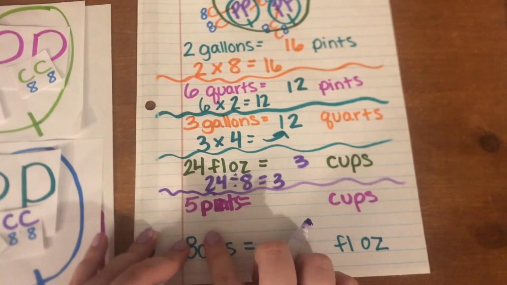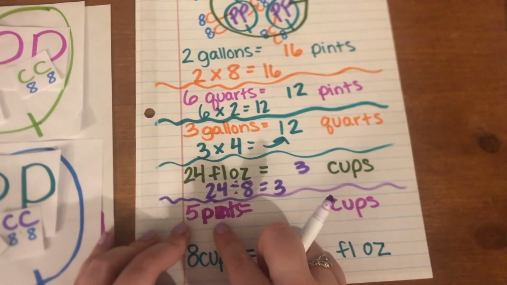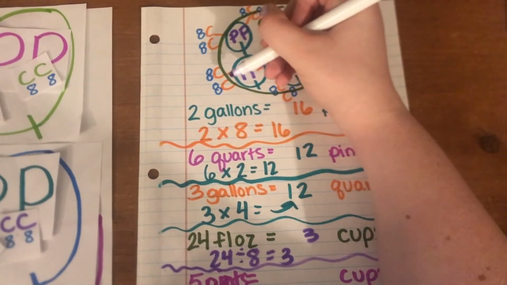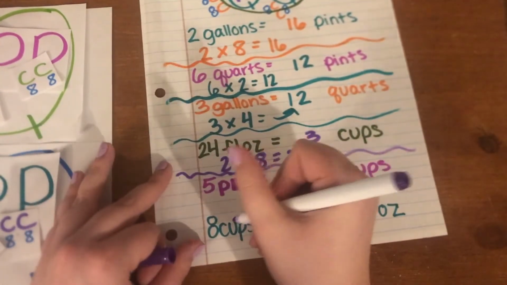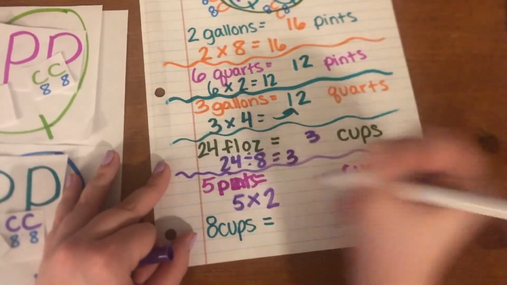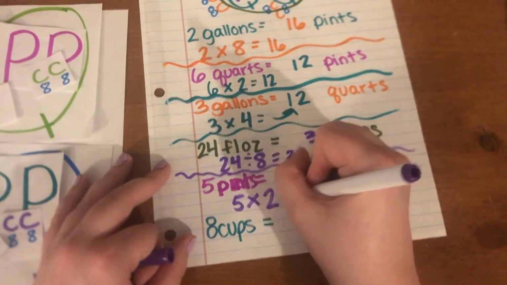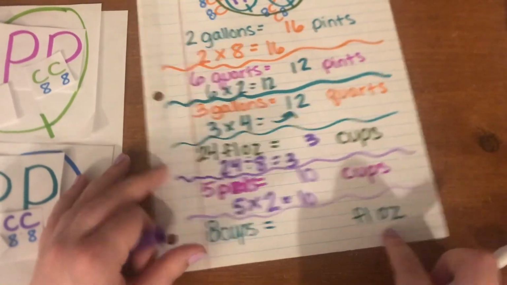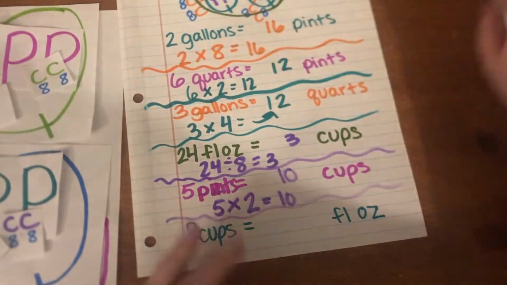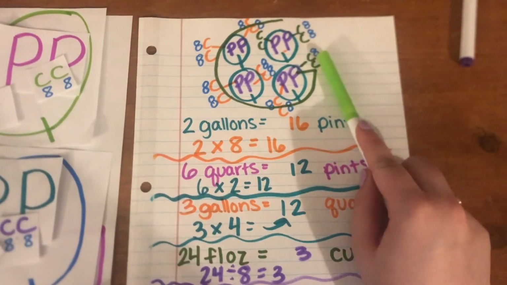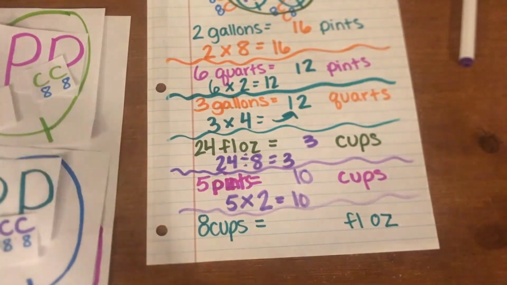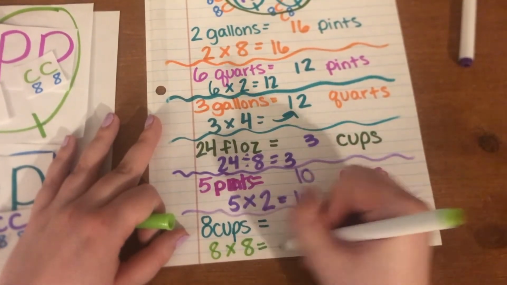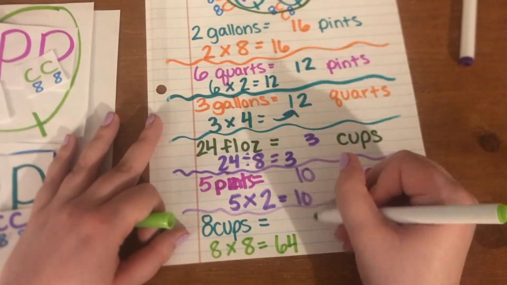Now, pints to cups. 5 pints equals how many cups? Well, in 1 pint, there are 2 cups. So 5 pints times 2 cups, 5 groups of 2 would give you 10 cups. And lastly, we're going from cups to fluid ounces. Okay, in 1 cup, there are how many ounces? 8. So if we have 8 groups of 8, then we would have 64 fluid ounces.